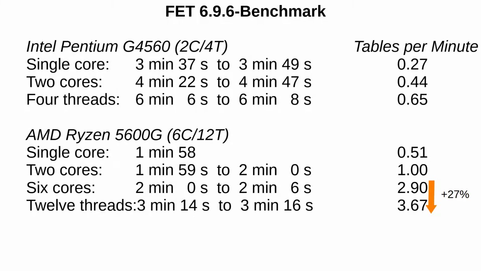Let's have a look at a modern Ryzen CPU. It has 6 cores and the double number of threads. As you can see, the times nearly didn't change if you run on a single core, 2 cores or 6 cores. So here, the number of generated timetables per minute is nearly proportional to the number of cores. And with simultaneous multi-threading, we got at least a 27% speed up. So the Ryzen CPU has a good simultaneous multi-threading CPU.